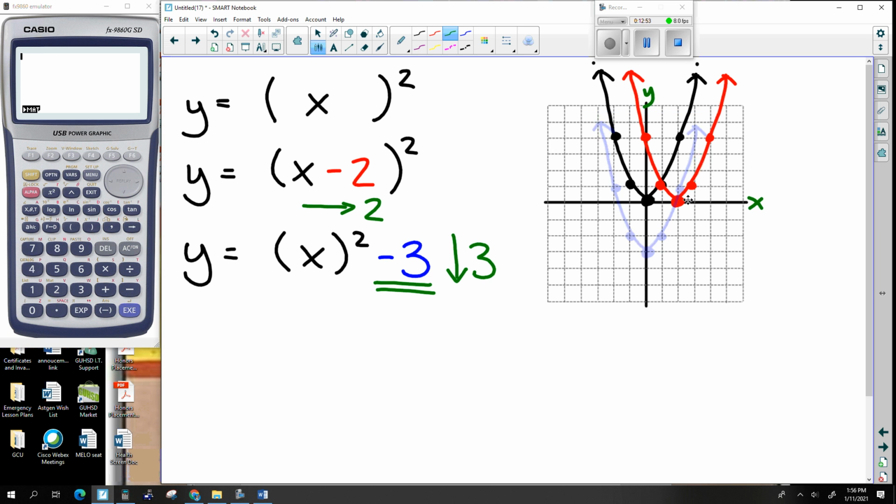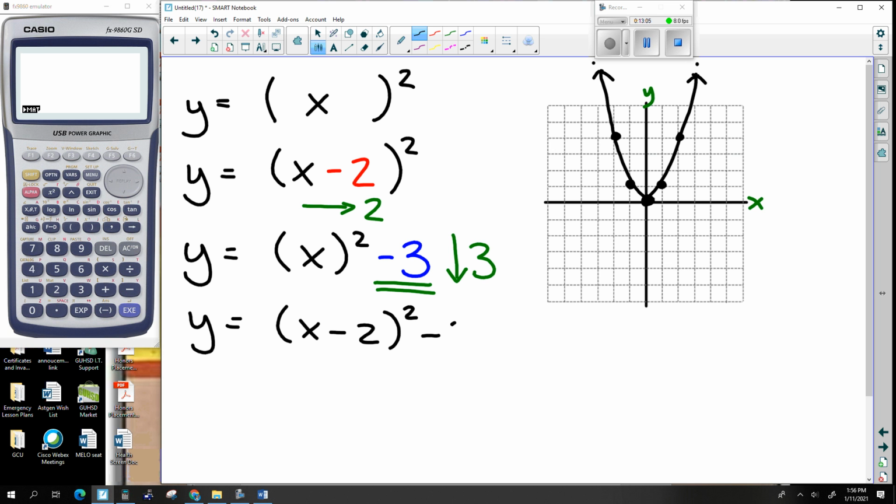So let me just blank these out real quick. And you can do multiple things at once. For instance, if I say y of x minus 2 minus 3, I see that the 2 is in with the x, so it's an x motion. Left, nope, that's opposite, so that would be right 2, and then this would be down 3.